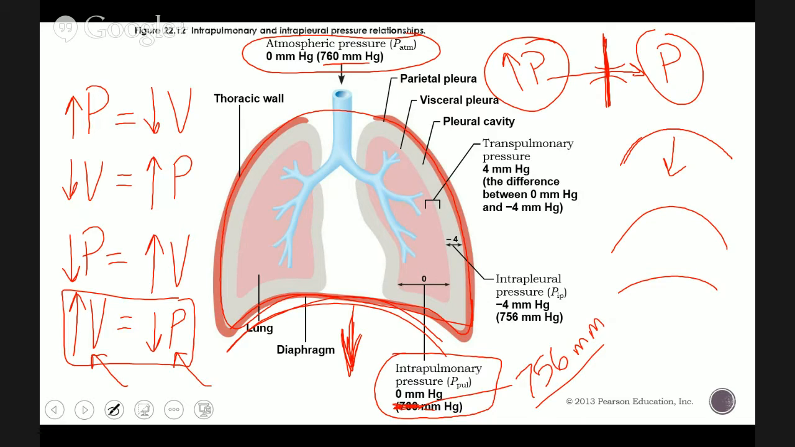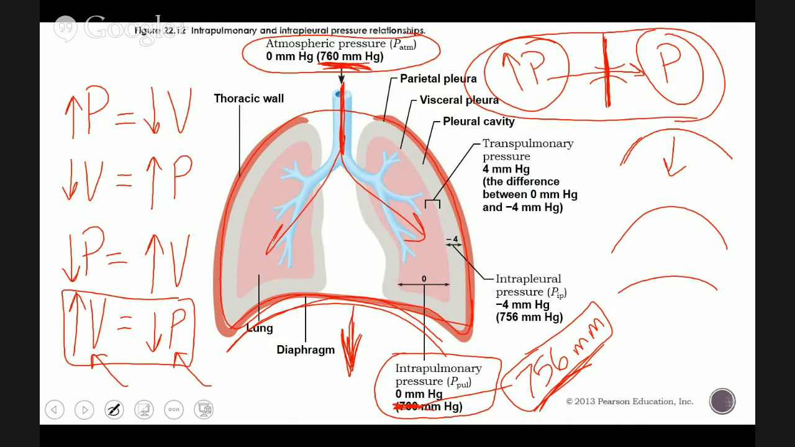So come back to the lungs. If we have 760 here and we have 756 inside the lungs, which one is higher? Atmospheric pressure. So following what we just determined, if you have an area of high pressure versus low pressure, and you have a channel for it to pass through, which way is the air going to move? Into the lungs or out of the lungs? High to low. Air moves into the lungs. That's how we bring air into our lungs. Increase the volume of the pleural cavity. By doing that, we decrease the pressure. When we do that, air moves from an area of high to low pressure. That's it.